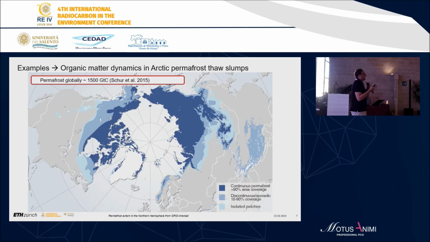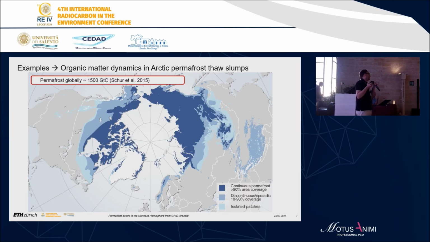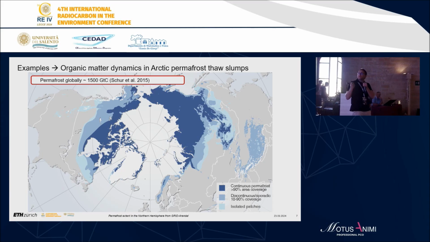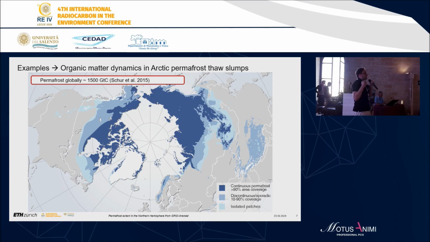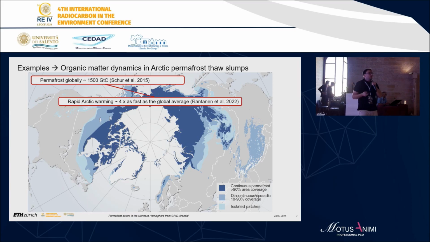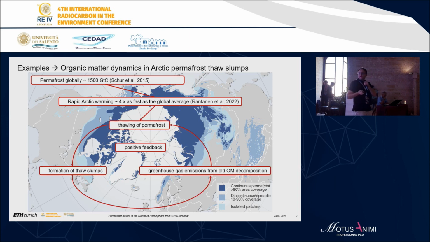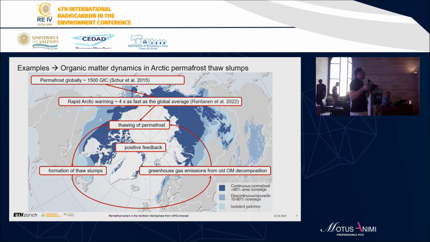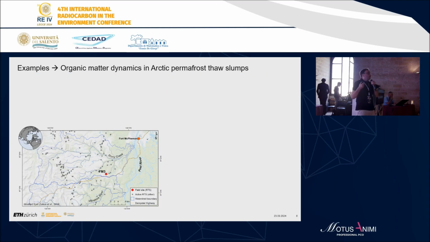So, why do we care about the permafrost? The example that I wanted to show you: it's 1,500 gigatons of material, and you also know that this is roughly twice the amount in the atmosphere. But the Arctic is warming twice as fast. That means we have huge areas of thawing permafrost, which are creating positive feedback because you have organic matter which is decomposing. So, how does it look?